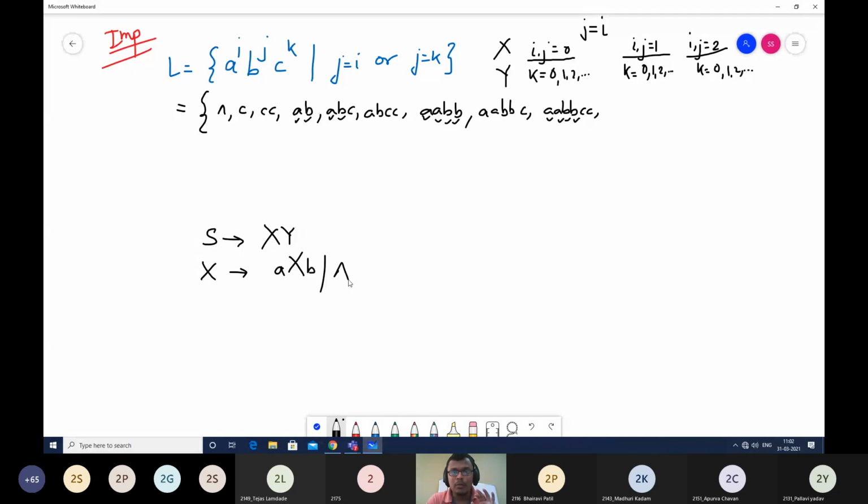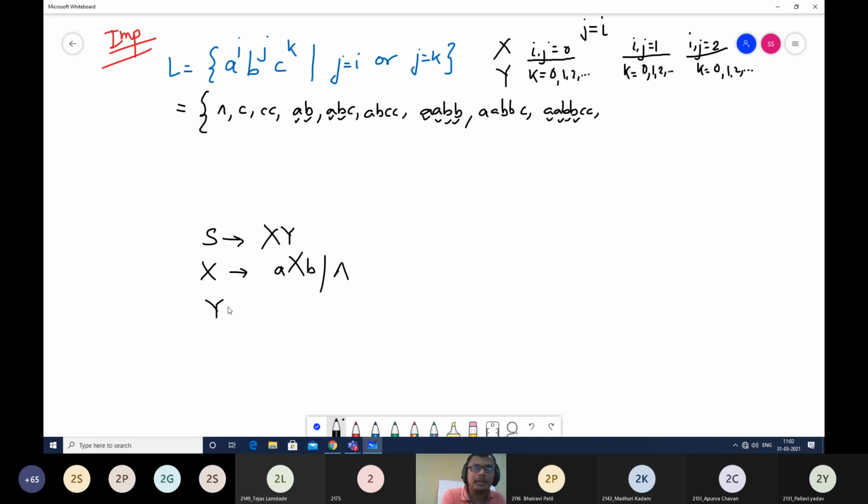Are you getting this? If my value of I and J are 2, then I'll apply first X gives AXB. Again X gives AXB. I'll get 2 A's and 2 B's, and then I'll make X as null. So I'm getting I and J as 2. Is it understood, my dear students? So this becomes my X, which helps me to maintain I is equal to J.